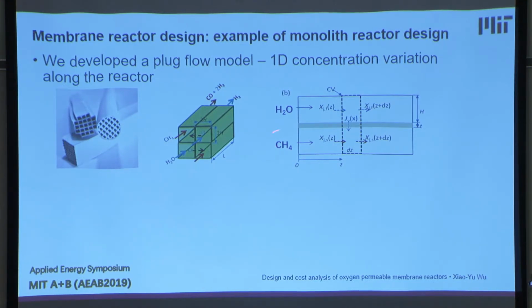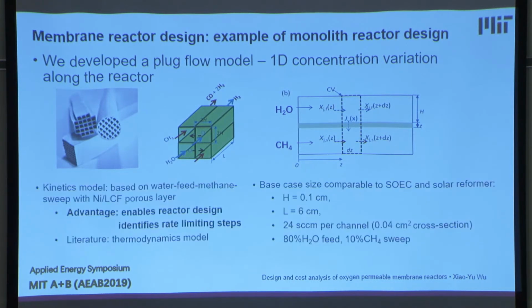In order to model this process, I used a 1D reactor model developed in MATLAB, and we used kinetics based on the water splitting and methane oxidation processes that are reported in the literature as well as derived in our lab. The advantage of utilizing this kinetics model is that it enables reactor design, because we consider the kinetics of the reactions and we are no longer limited by the thermodynamic equilibrium model that is usually used in the literature. And the base size of the reactor is very similar to the solid oxide electrolysis cell as well as the solar reformer.